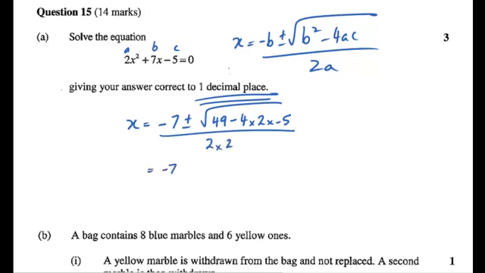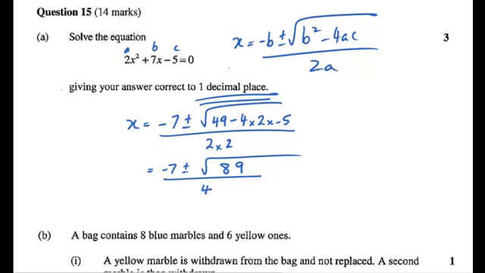Okay, use your calculator to do the part under the root. So you should get 49, and when you do the multiplication you're adding 40, so you should get the square root of 89 under there, all over 2 times 2, which is 4.